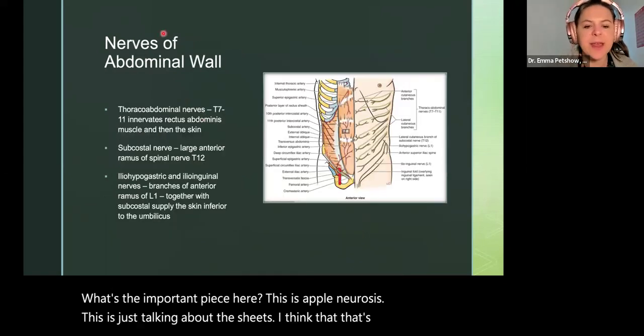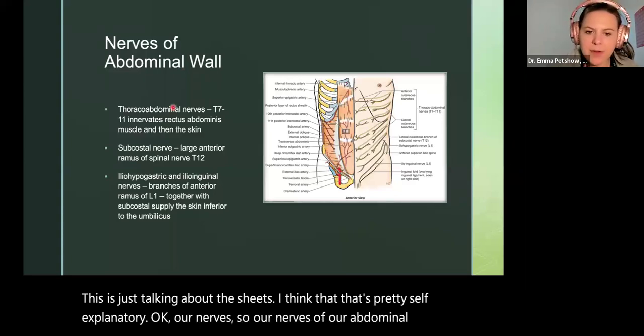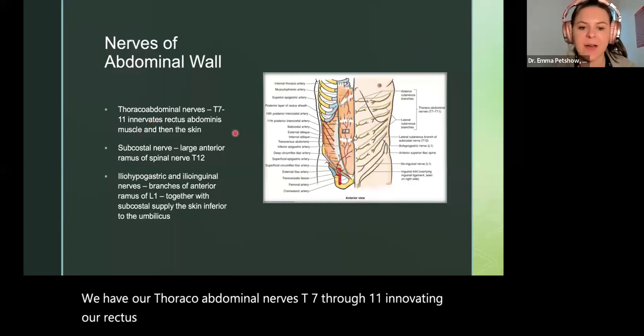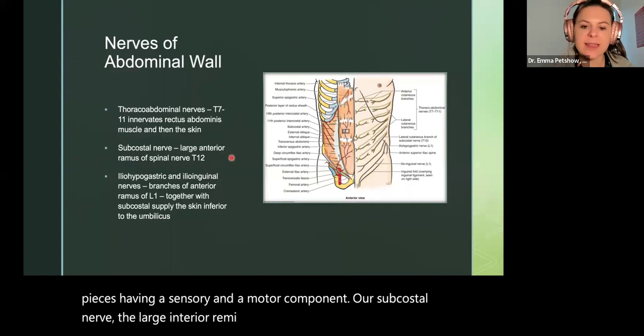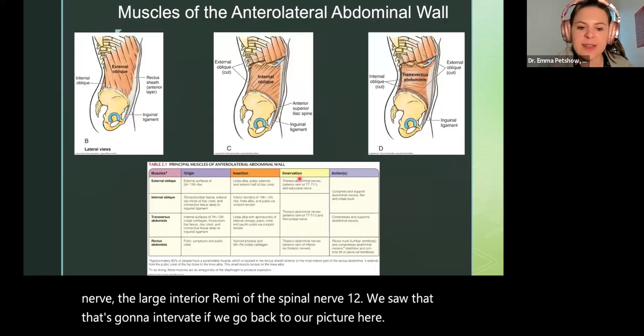Okay, our nerves. So our nerves of our abdominal wall. We have our thoracoabdominal nerves, T7 through 11, innervating our rectus abdominis muscle and the skin itself. So both those pieces, having a sensory and a motor component. Our subcostal nerve, the large anterior rami of the spinal nerve 12, we saw that that's going to innervate, if we go back to our picture here, the external oblique specifically.